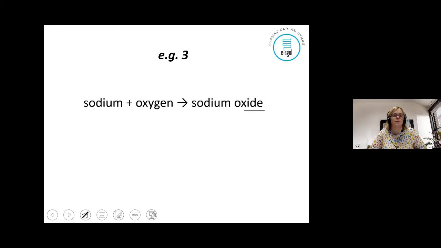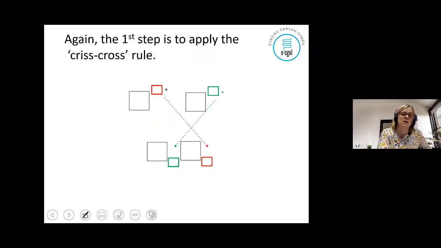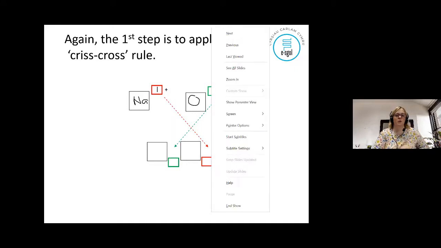The first thing to do, as always, is let's work out what the formula of this is. So sodium oxide, sodium is Na. It hasn't got a number, so let's put 1 in. Oxygen has got a 2 minus charge.